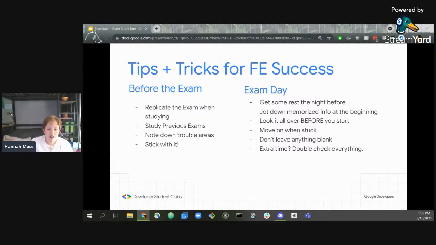And then if you are at the end of the exam and you have some extra time, what you want to do is make sure you double check everything. Use that time to your benefit. And those are some main tips and tricks for the foundation exam success.